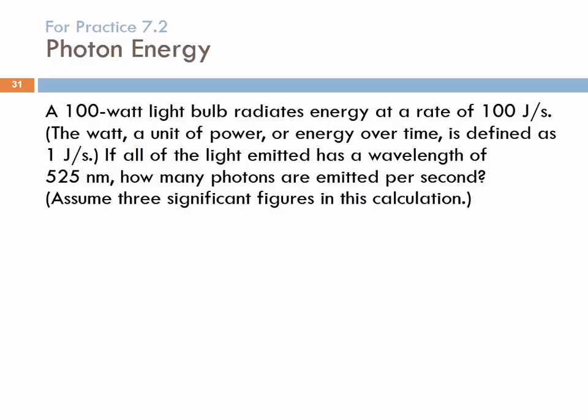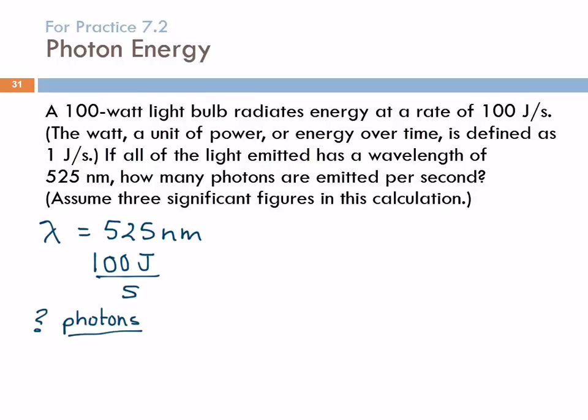Well, what can we do with this? Write down the numbers. Excellent. So I'm seeing 525 nanometers. That's the wavelength, right? 525 nanometers. And I'm seeing that I've got 100 joules per second. Okay. And what are they asking? They want photons per second. How many photons per second?